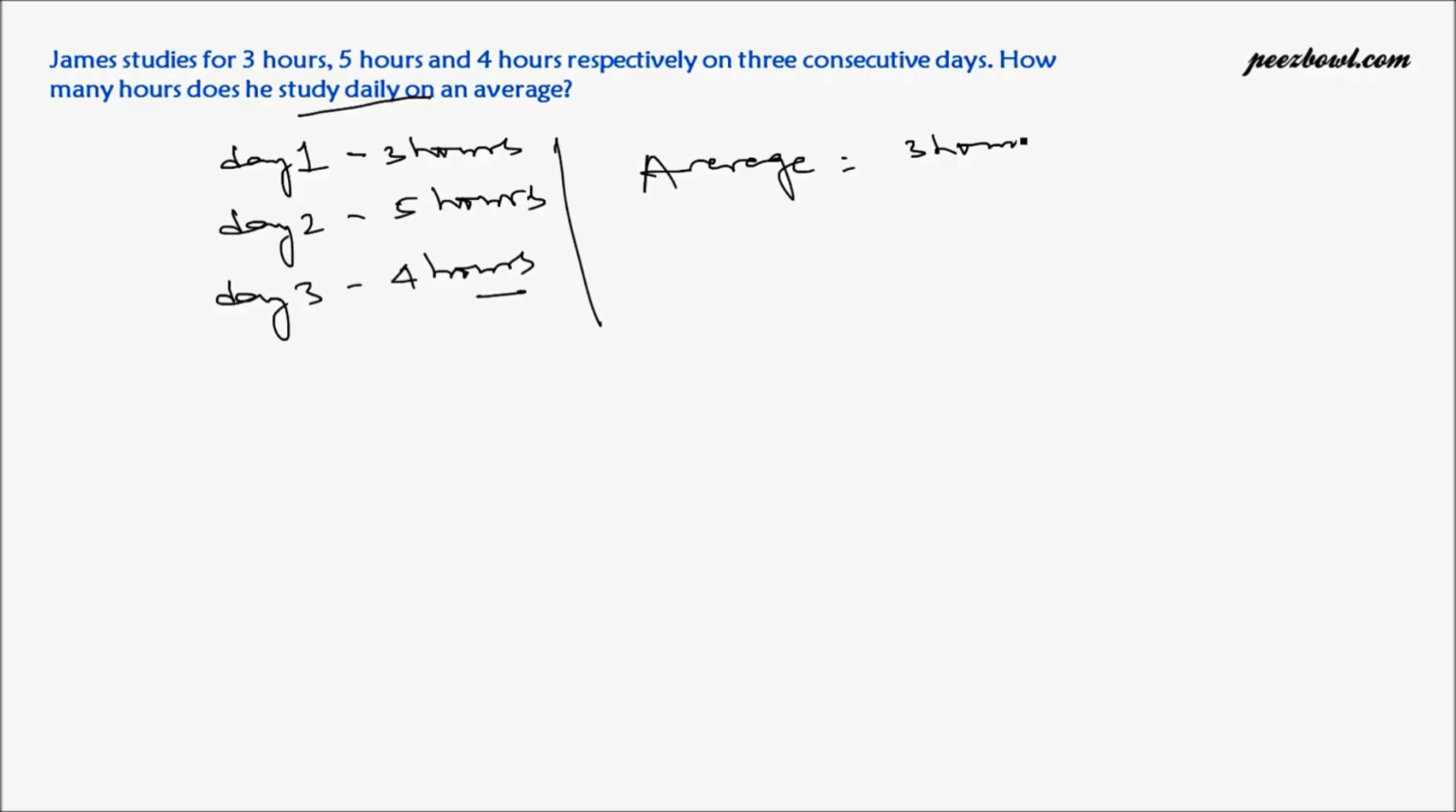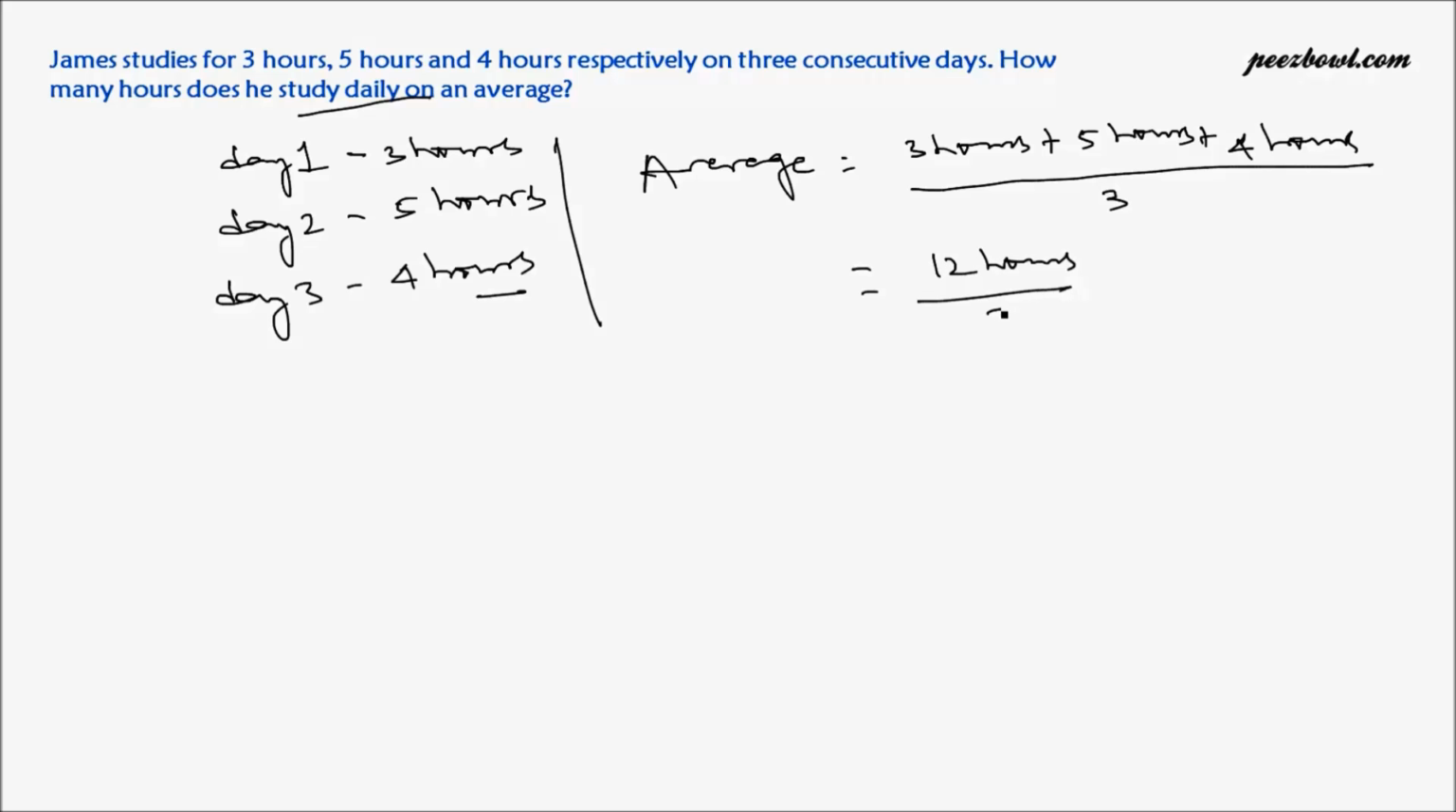3 hours plus 5 hours plus 4 hours. And this is going to be divided by 3 because we have 3 observations. This is equal to 3 and 5 is 8. 8 and 4 is 12. 12 hours divided by 3, which is 4 hours. James studies 4 hours every day. This is the average value which James spent on study every day.